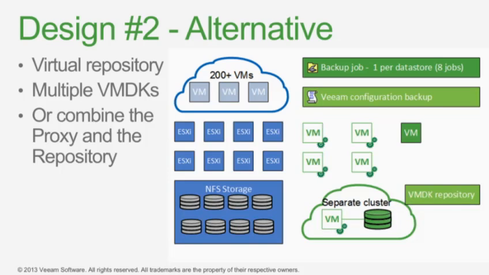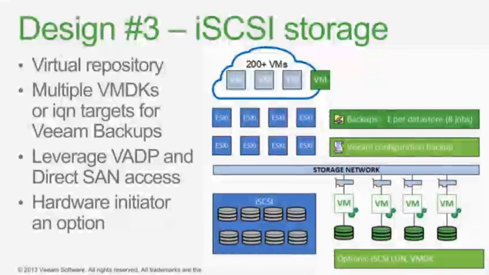Now, you can also combine the proxy and the repository. And I mentioned this direct-to-target phenomenon. That's a great way of doing that. Now, for the iSCSI fans in the world here, this is where my favorite data mover comes in, and that's direct SAN access. The vSphere APIs for data protection also give us a way to communicate directly to the storage, which is the most efficient data mover if you're using the VADP toolset.